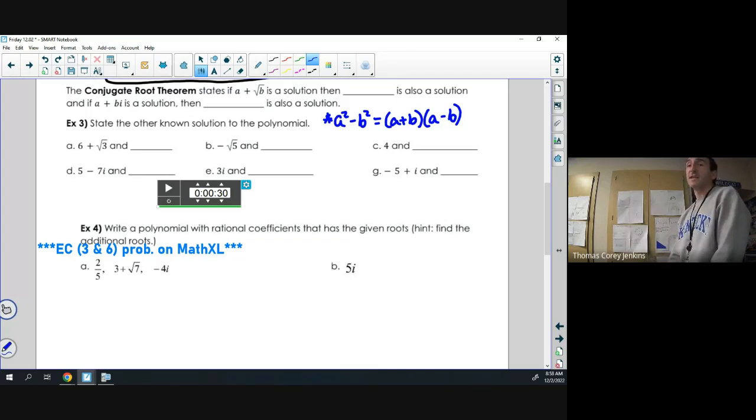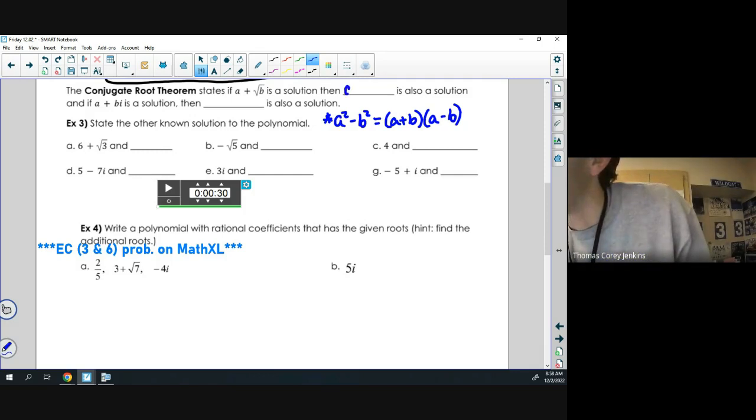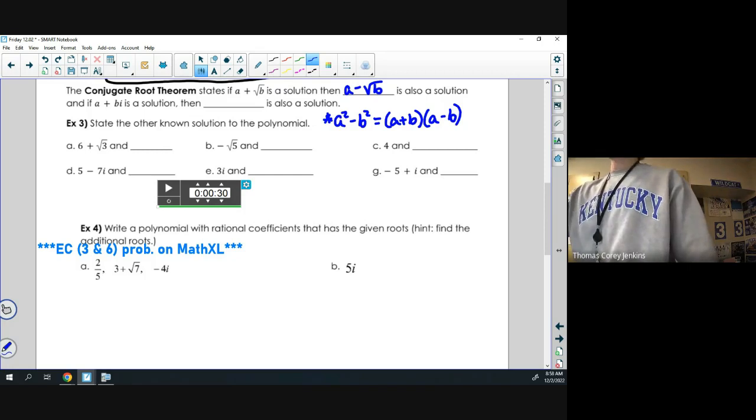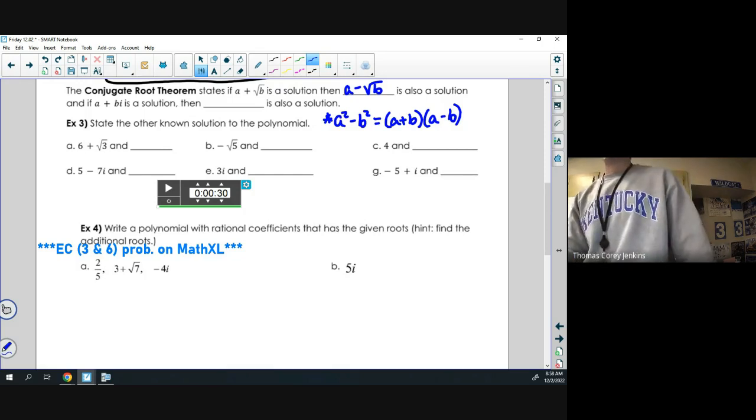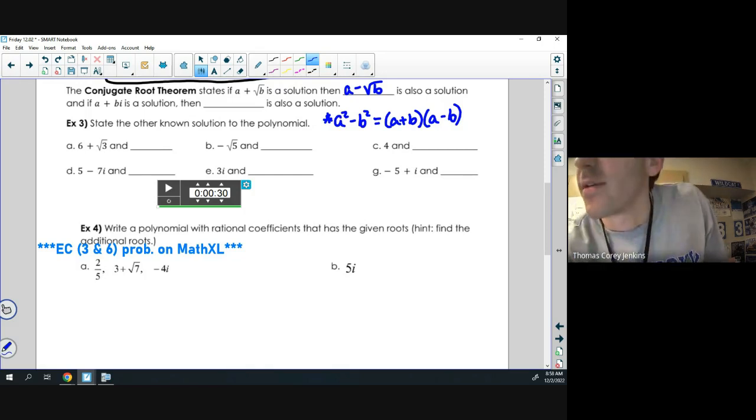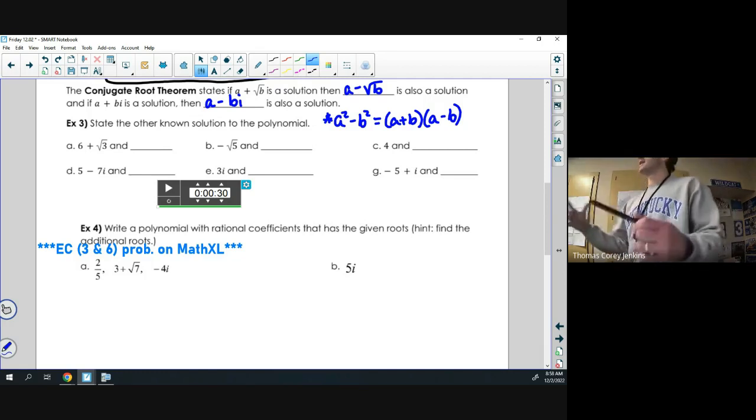But basically what it says is this: if you have a number a plus the square root of b, if that's a solution, then its a minus b counterpart would be as well. So that would be a minus the square root of b. And we haven't seen that yet, but you do treat irrational numbers just like you would imaginary numbers. So irrational, imaginary get treated the same way. And then if a plus bi is a solution, then so is a minus bi. Irrational, imaginary get treated very similarly in this way.